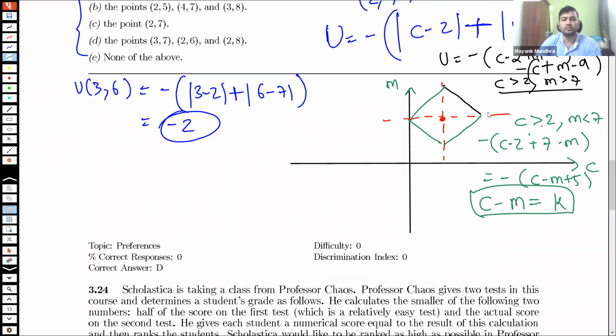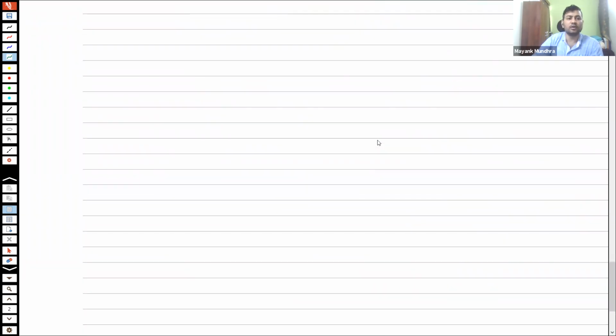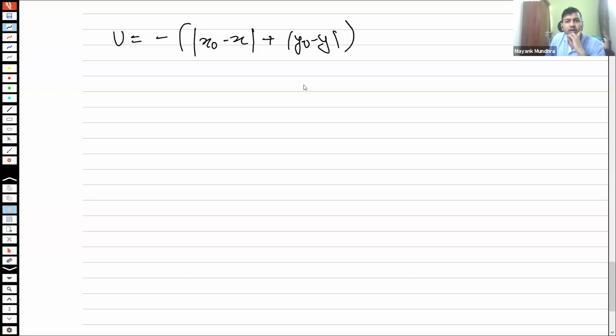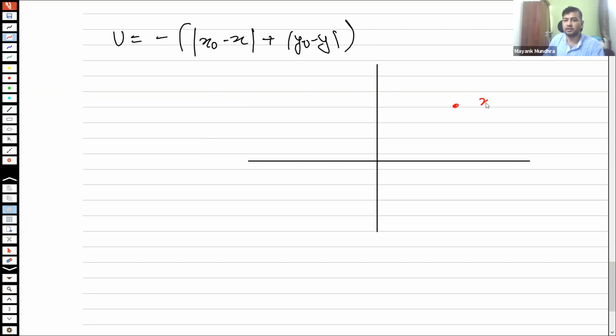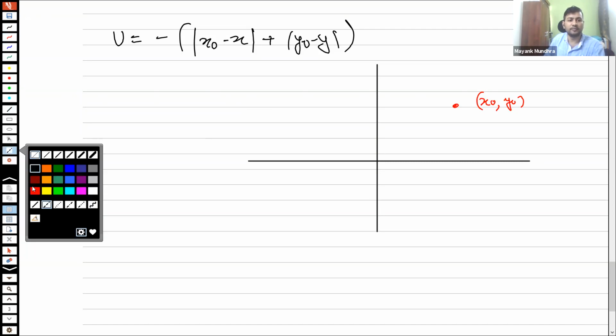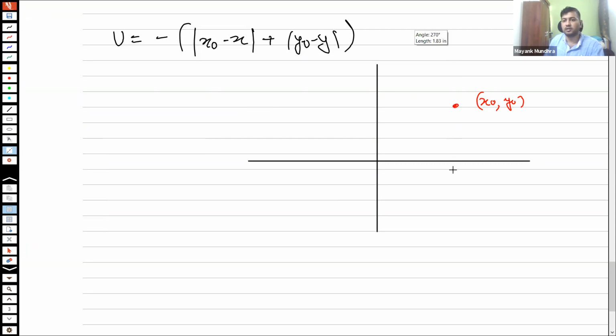Okay, so in the case of any utility function of the format negative of mod x naught minus x plus mod y naught minus y, the ICs are going to look like this structure always. So this is going to be your point x naught comma y naught. And along this point, you can construct these vertical and horizontal lines. And then your ICs, they are going to look like this.